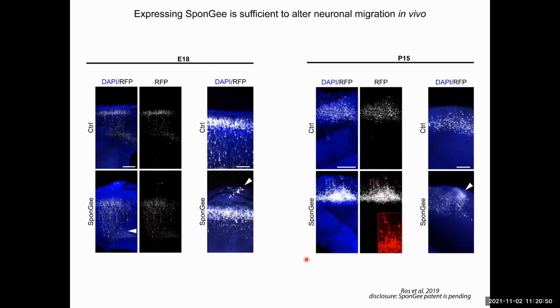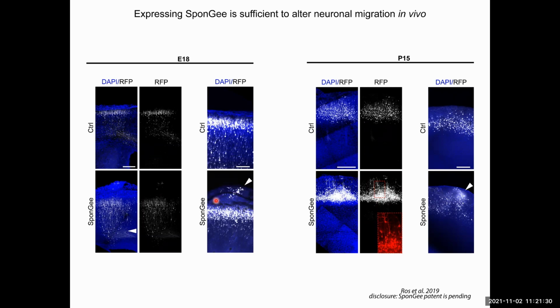All of that was in vitro, and we wanted to have something that was usable in vivo, so we electroporated SPONGI in the developing cortex at E14, and we checked at E18. The RFP electroporated animals exhibit a nice lamina of electroporated neurons at the cortical plate. In contrast, when SPONGI was expressed, we have neurons that are slower in their migration, together with neurons that form heterotopia here and here at the surface of the cortex.